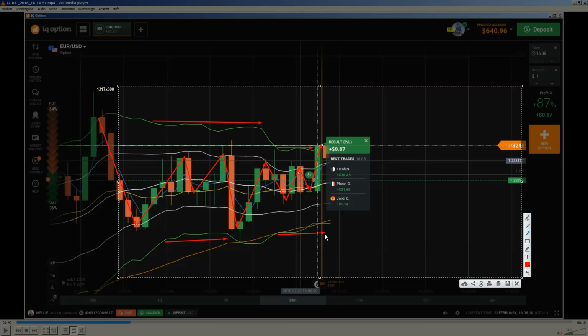So the second part is that it's not only ranging, because what are the EMAs telling us here in this kind of condition?